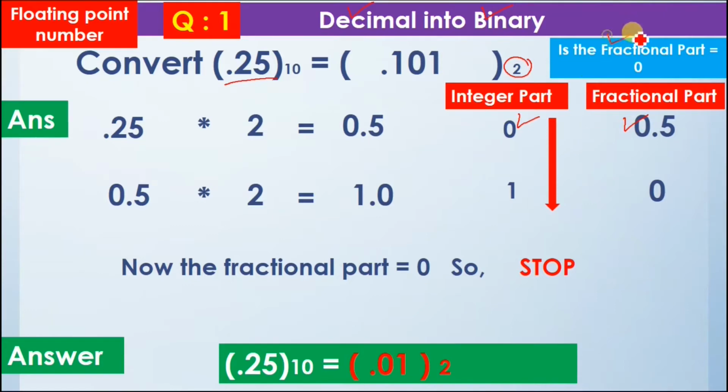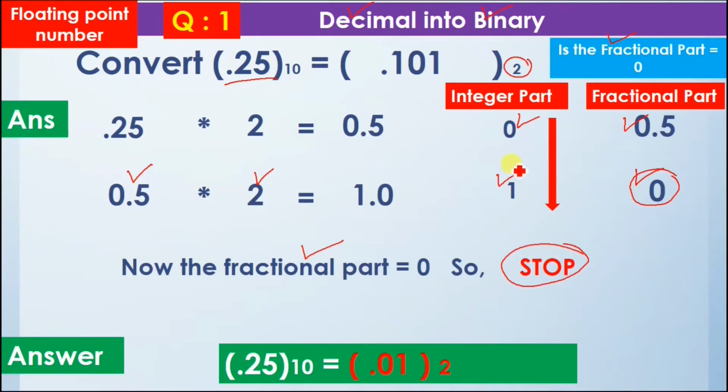So is the fractional part equal to 0? No, it is not 0. So now 0.5 will come here and we will multiply 0.5 with 2. So 0.5 into 2 is equal to 1.0. So integer part is equal to 1 and fractional part is equal to 0. Now, yes, the fractional part is equal to 0. So we will stop the process.